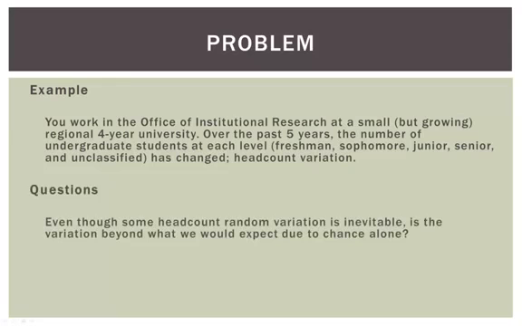Now here are our questions. Now, even though some headcount random variation is inevitable, is that variation beyond what we would expect due to chance alone? Now, there is a lot packed into that question. I want to explain a couple of things. Just out in the world, when we count the occurrences of things, if we count an occurrence maybe today, and then we count the same thing tomorrow, and then we count the same thing the day after that and the day after that, there's going to be a natural random variation in the number that we count.